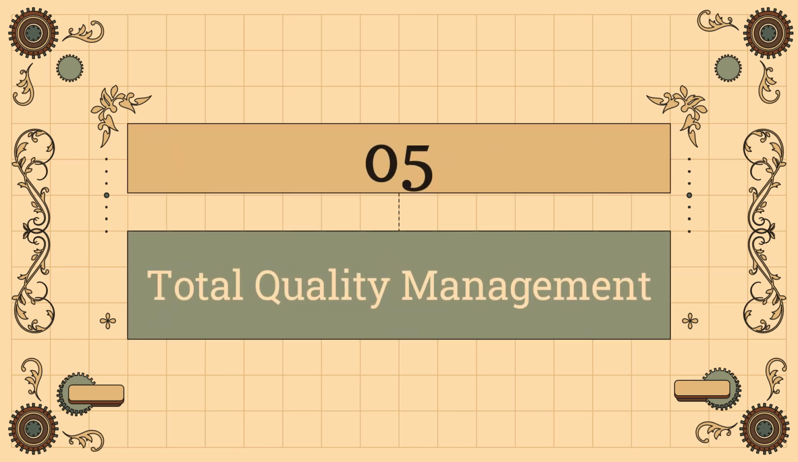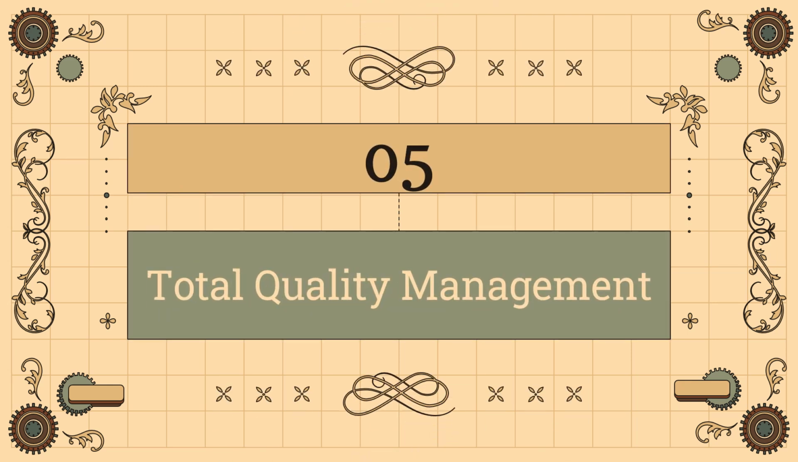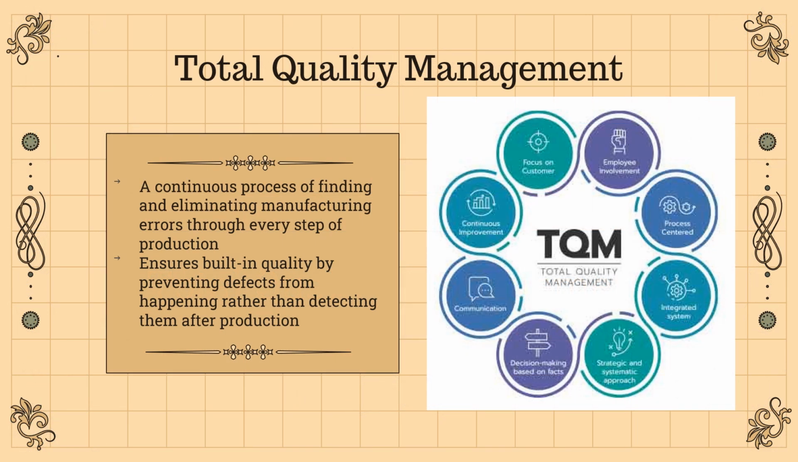The fifth topic I will be discussing is total quality management. Total quality management is a continuous process of finding and eliminating manufacturing errors through every step of production. It is important because it ensures built-in quality by preventing defects from happening rather than detecting them after production.